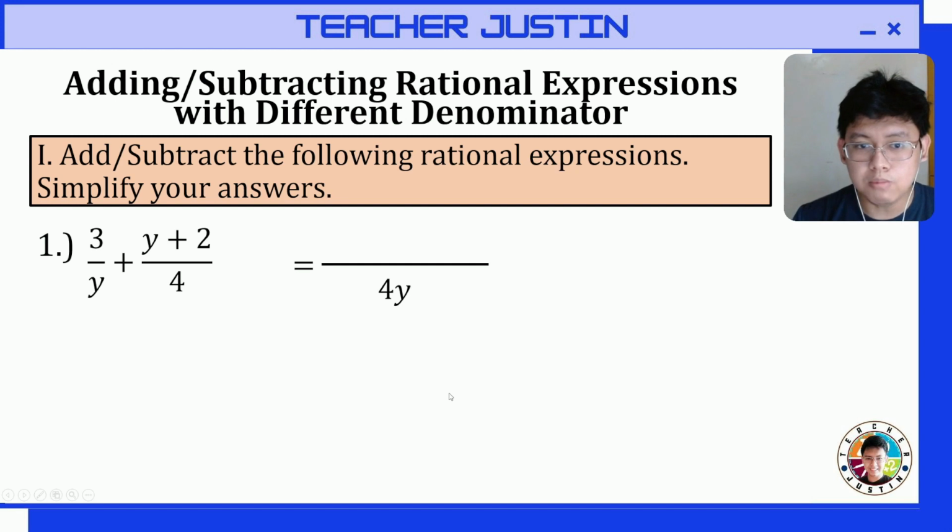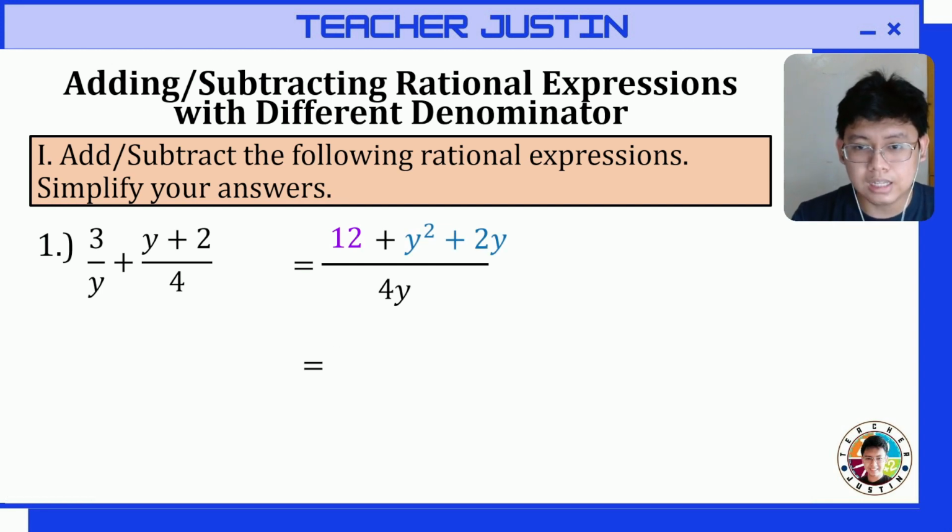Then, since we multiply our denominator, pwede natin gamitin yung cross multiplication. So we will have 4 times 3, that will be 12. Then copy the operation addition, tapos y times y plus 2, that will be equal to y squared plus 2y.